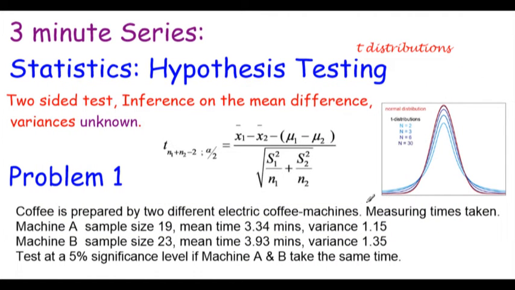Now, what is the actual problem? Well, the problem is about coffee machines with different sample sizes and different means and obviously different variances, and are they basically taking the same time to make the coffee? This is what we are testing. Is that difference actually 0 or not 0? So let's have a quick look.